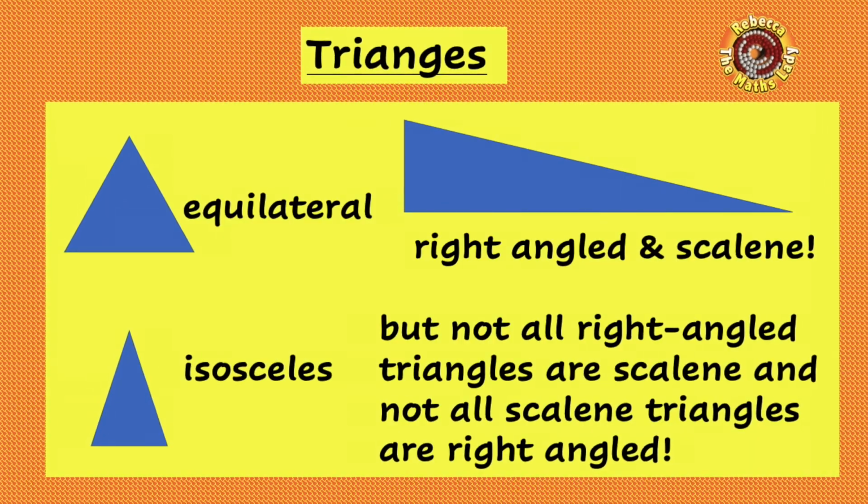The other triangle it's worth identifying with children is a right angle triangle. If a triangle has one corner that's the same shape as a square corner, and of course that can be in any orientation, then it's called a right angle triangle. And of course that right angle triangle could be scalene or it could be isosceles, and that's worth discussing too.